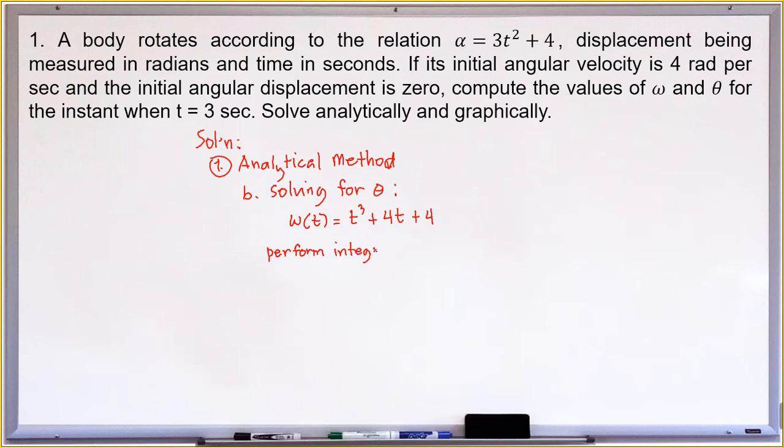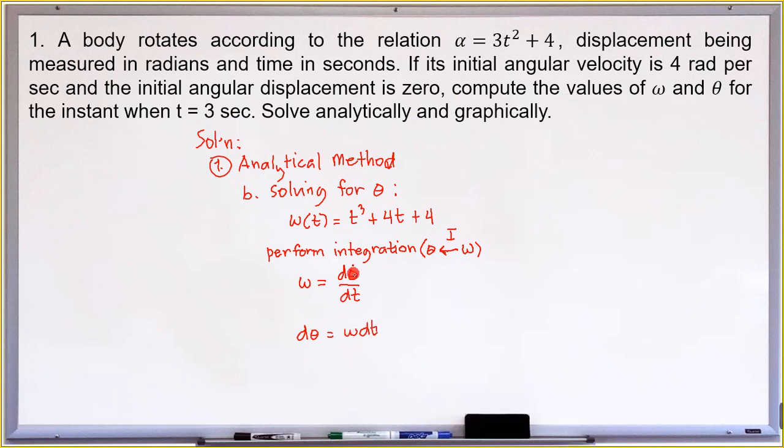Perform integration. Why integration? Because theta is at the left, whereas the given angular velocity is at the center, so from the center towards the left, the direction is to the left. So perform integration, not differentiation. Remember the relationship: the angular velocity is equal to the derivative of the angular displacement with respect to time. So, cross multiply, we have d theta equals w dt.